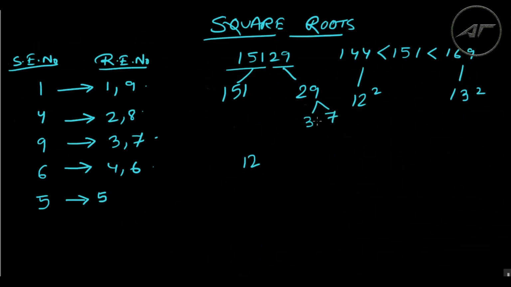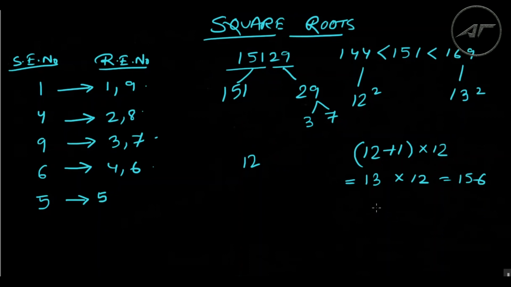Now again we'll use the same technique to find out which one, either 3 or 7, will be placed here. For that, what we do is we take this number 12, we add 1 to it and multiply it with the very same number, that is 12, which is going to be 13 into 12, which is equal to 156. Now we'll compare this number with this number as we used to do with the first pair.